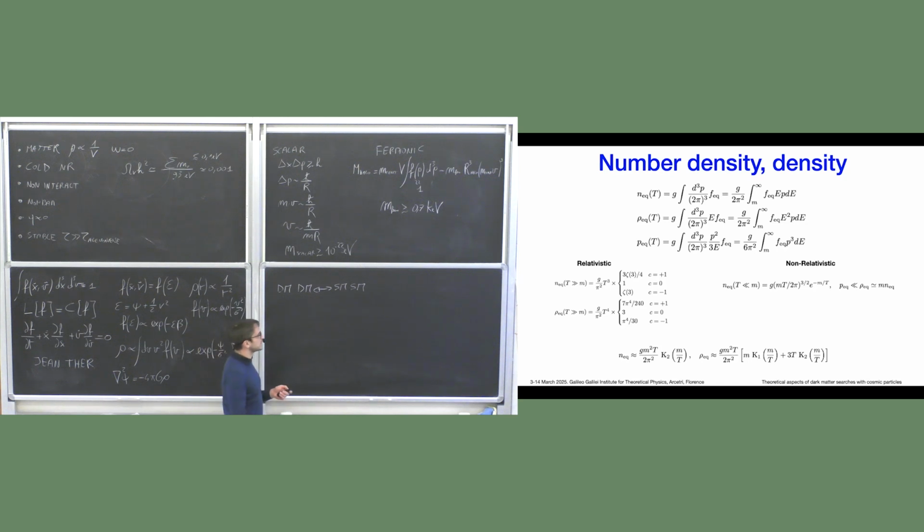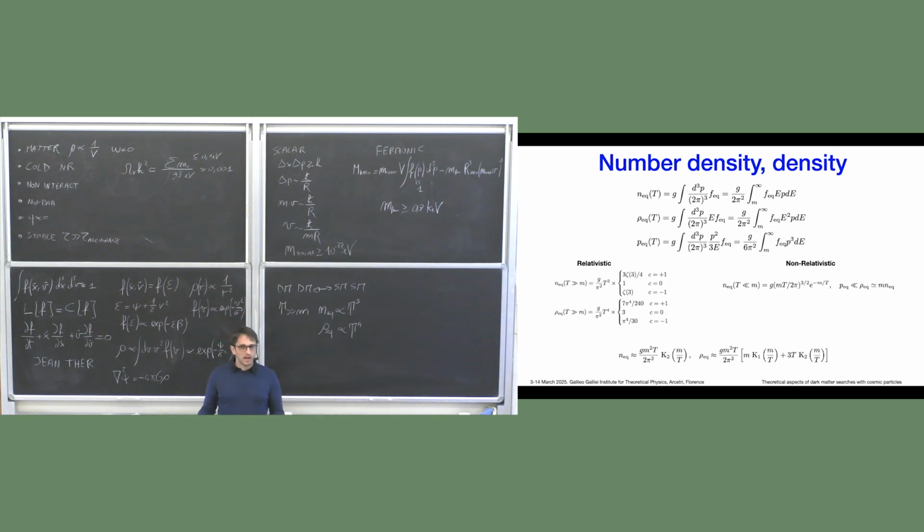Let's keep in mind that if the temperature is much larger than the mass, so we have a relativistic particle, the density is proportional to T cubed. You keep the g, and this is for different cases, whether it is fermionic, bosonic, or you take just a Maxwell-Boltzmann distribution. And instead, the density is proportional to T to the 4th power.